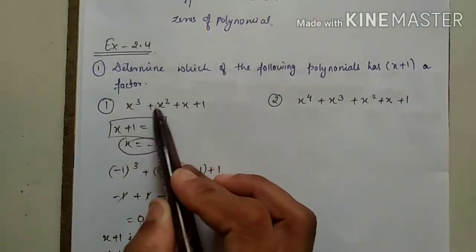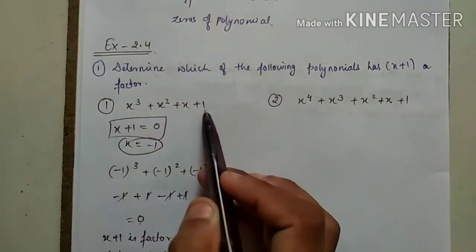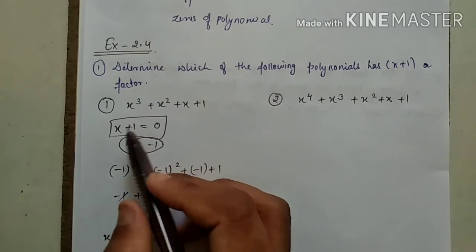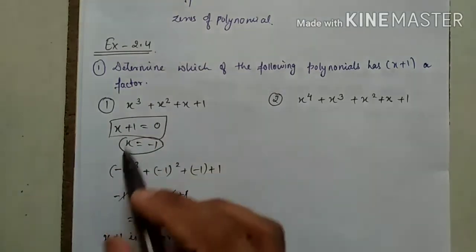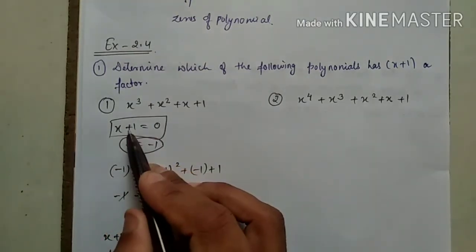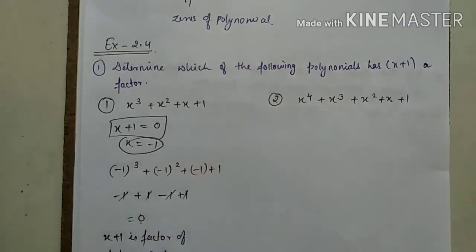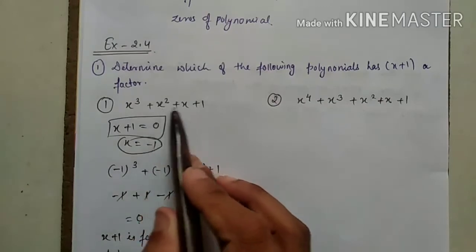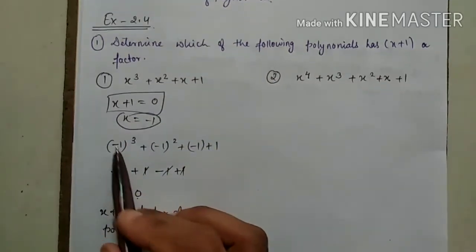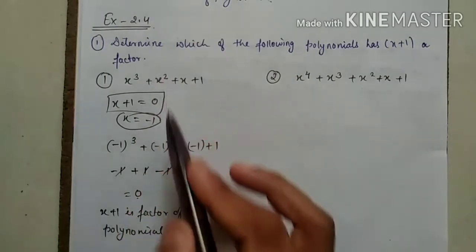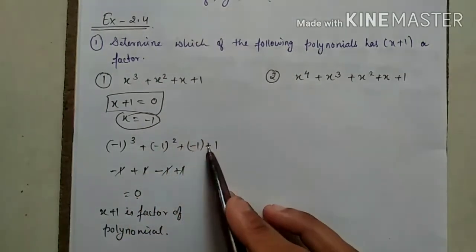So x cube plus x square plus x plus 1. This is your polynomial. In that you have to put x plus 1. As you know, we have done so many questions by putting it equal to what? 0. After putting it equal to 0, this plus 1 will go to that side, negative 1. So x equals minus 1. So I have to put this minus 1 in the place of x. So just see, minus 1's cube, here it is cube, plus minus 1 square plus minus 1 plus 1.